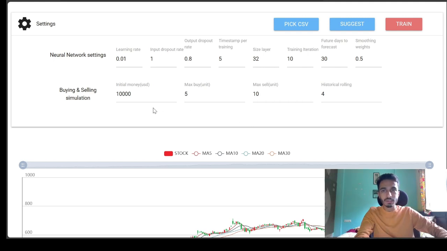Initially the money is set to 10,000 US dollars, the maximum units which we can buy are 5, and the maximum units which we can sell are 10.